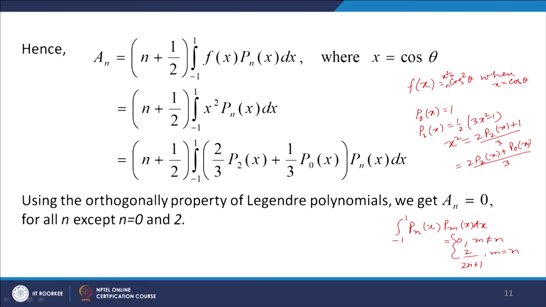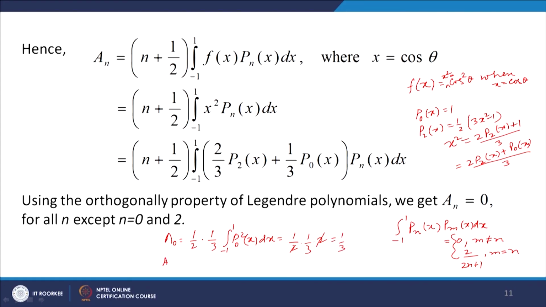So, let us find a_0. Put n equal to 0, so 1 by 2 into 1 by 3 times the integral from -1 to 1 of P_0 square x dx. The integral of P_0 square x dx is 2. So, we get a_0 equal to 1 by 3.